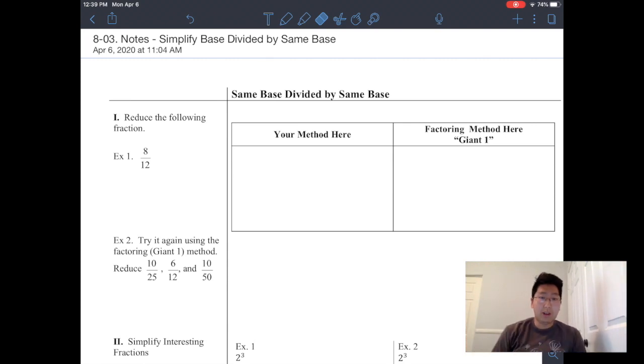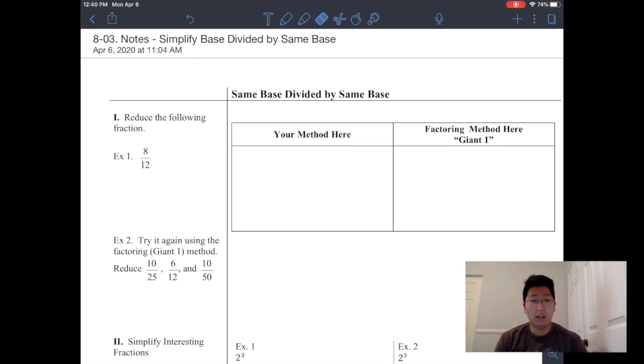So here, if you look at our screen, 8-03 notes for simplifying base divided by same base. Okay, so the first thing we're going to do is reduce fractions. If you forget how to reduce fractions, I'm going to go over different ways, but I want us to think of one specific way, or you might be learning a new way. Right here, your method, you probably would do something like this.